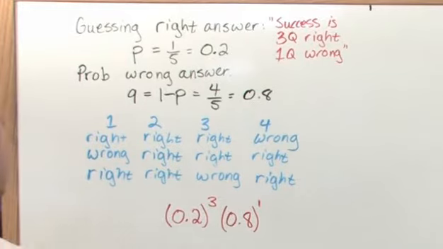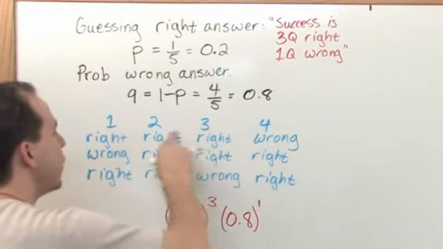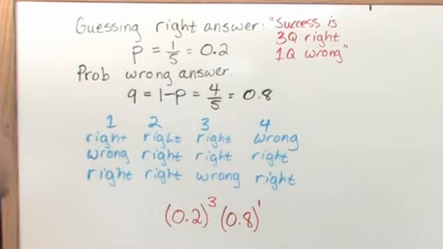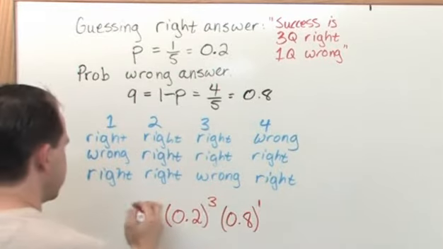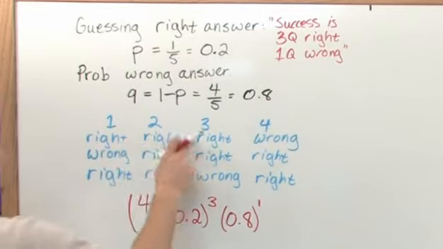So let me ask you this, what should I multiply these probabilities by to take into account the fact that this one that I wrote first is not the only sequence of questions right and wrong that I could actually end up doing? Well, let me ask you this. I have 4 questions, but I only have 3 right answers.